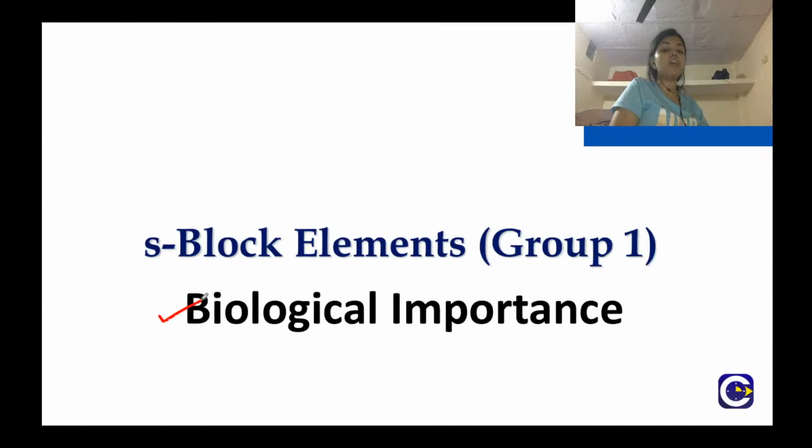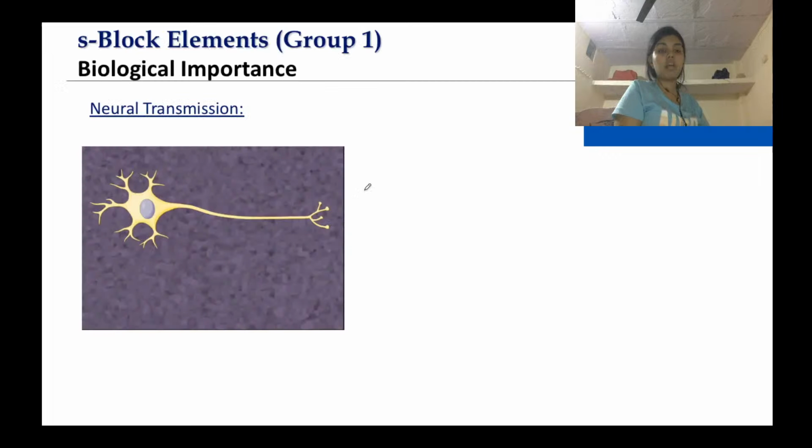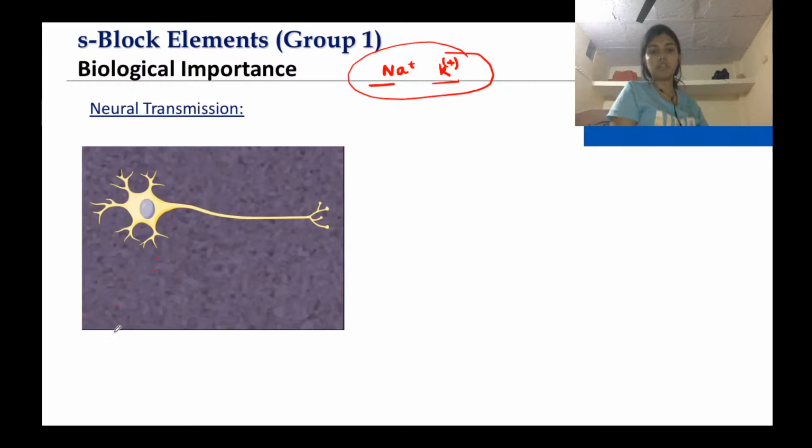Now comes the biological importance of S block elements. The major importance is of sodium and potassium. You must have also studied, I guess, in your 10th class, the sodium potassium pump. Here you can see that it helps in neurotransmission.